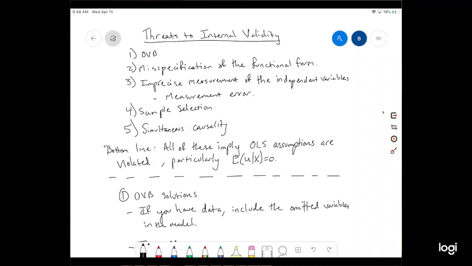The third is imprecise measurement of the independent variables, or we might call this measurement error or errors in variables. Number 4 is sample selection. And number 5 is simultaneous causality. And we'll go through all of these individually. So the bottom line is that all of these imply the OLS assumptions are violated, particularly the first assumption, the expectation of u conditional on x is equal to 0, meaning that something in the error term is correlated with the x variable.